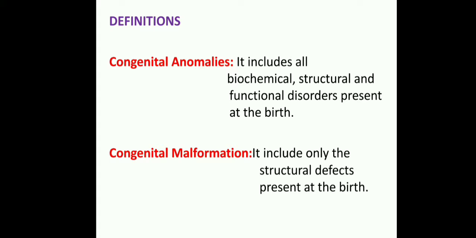Congenital anomalies include all biochemical, structural and functional disorders present at birth. Next is congenital malformations. They include only the structural defects present at birth, whereas anomalies include biochemical, structural and functional disorders, but malformations are structural defects. Here we are discussing the identification of congenital malformations of the newborn.